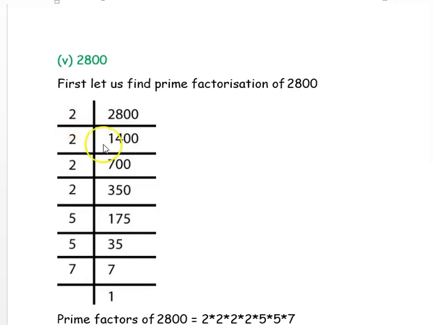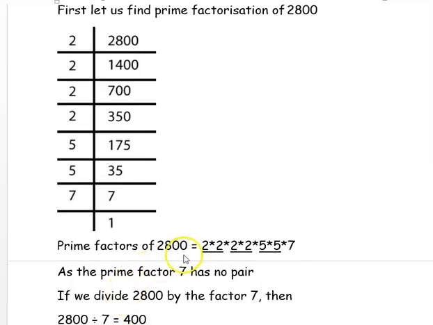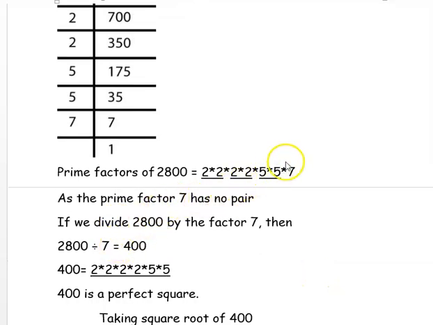Dividing it by 2, I will get 1400, which is divided by 2, I will get 700, which is divided by 2, I will get 350, which is again divided by 2, I will get 175. Then I am dividing it by 5, so I will get 35, which is divided by 5, I will get 7. So 7 divided by 7, I will get 1. Now I am writing the prime factors for 2800, which is 2 into 2, 2 into 2, 5 into 5 into 7.